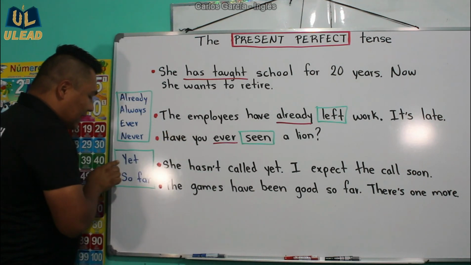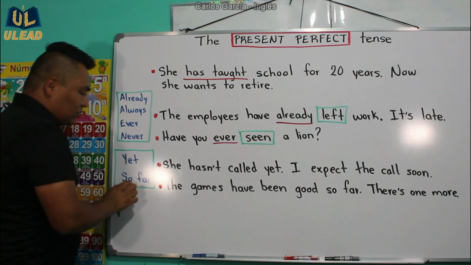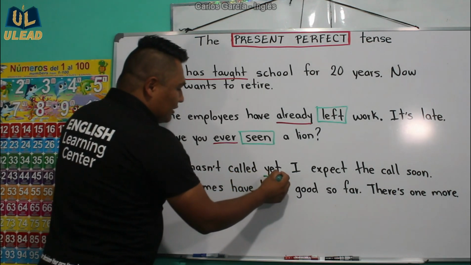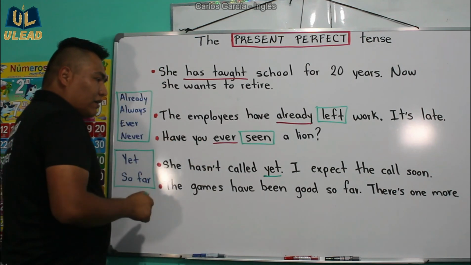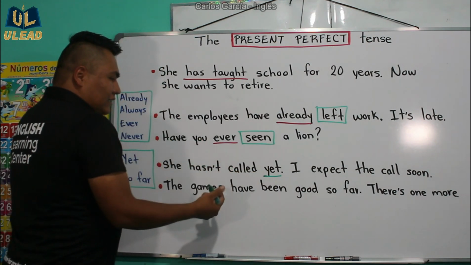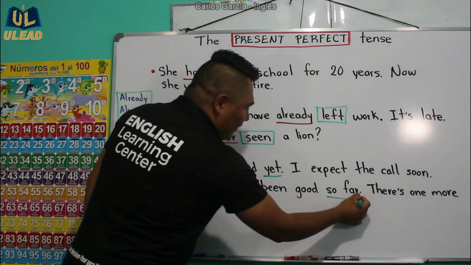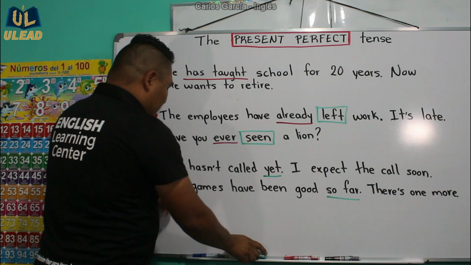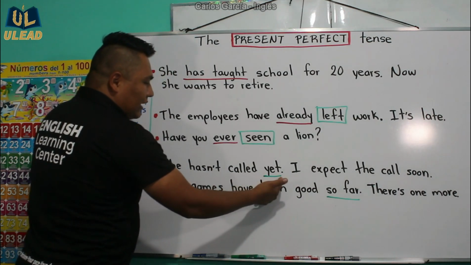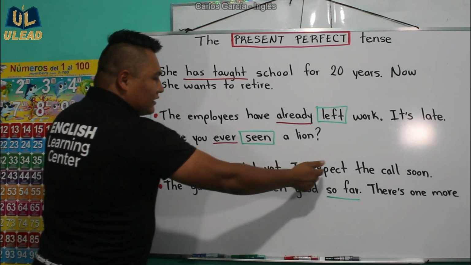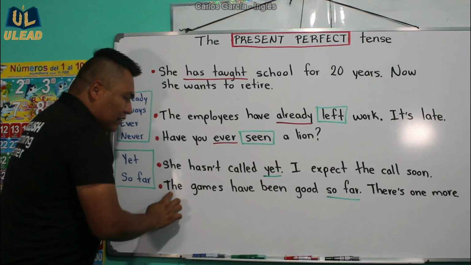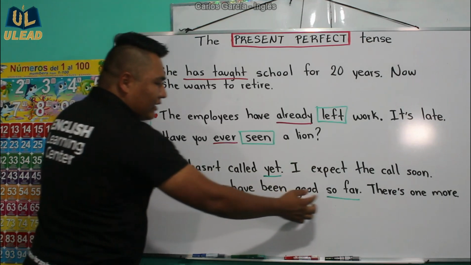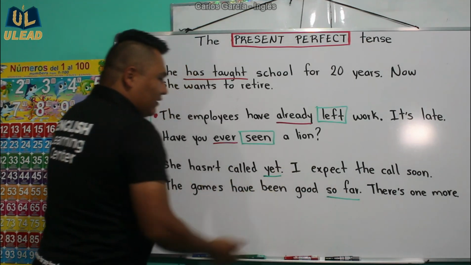And the last two, yet and so far, okay? She hasn't called yet. Now, here we're gonna find the word yet and also the words so far at the end of the sentence, okay? For example, she hasn't called yet, okay? Period. I expect the call soon. The games have been good so far. There's one more, okay? So they are found at the end of the sentence.